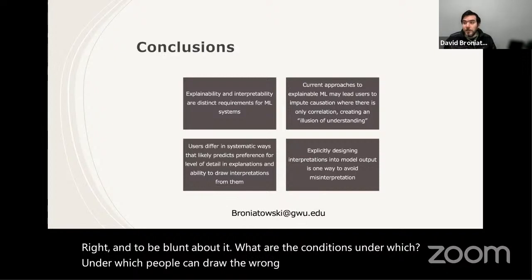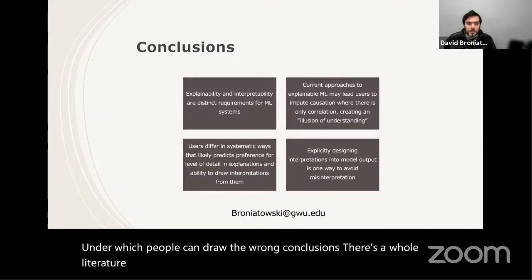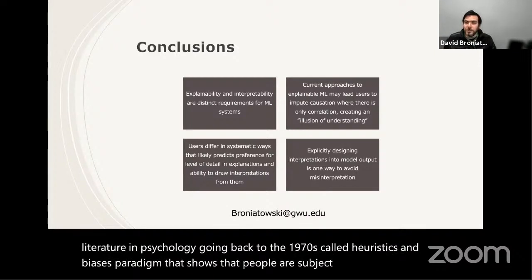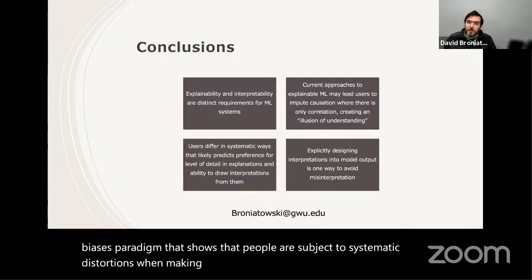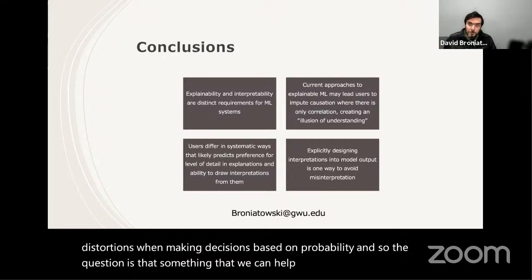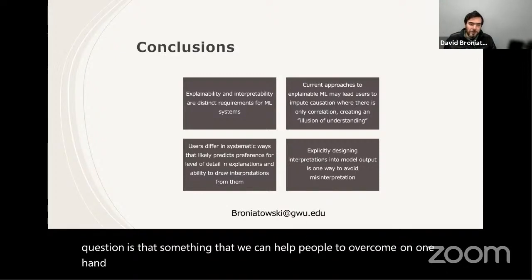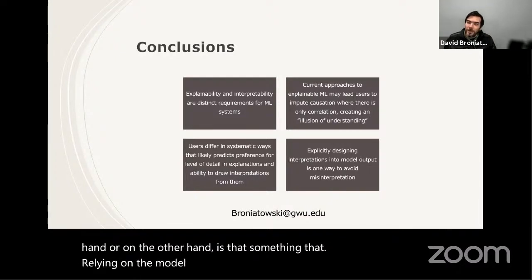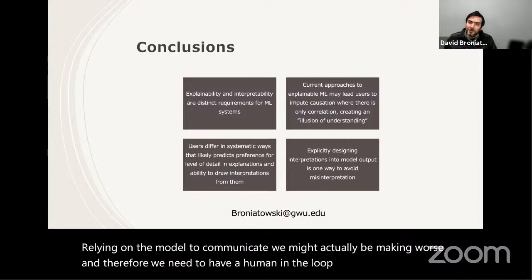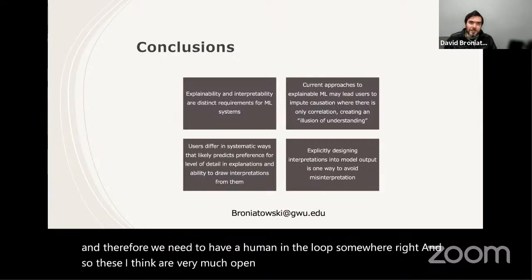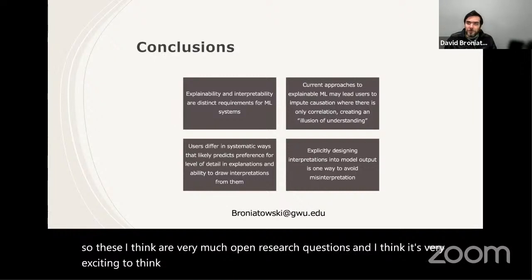There's a whole literature in psychology going back to the 1970s called the heuristics and biases paradigm that shows that people are subject to systematic distortions when making decisions based on probability. And so the question is, is that something we can help people to overcome on one hand, or on the other hand, by relying on the model to communicate, might we actually be making it worse, and therefore we need to have a human in the loop somewhere, right? These I think are very much open research questions, and I think it's very exciting to think through where the field might go in the future.